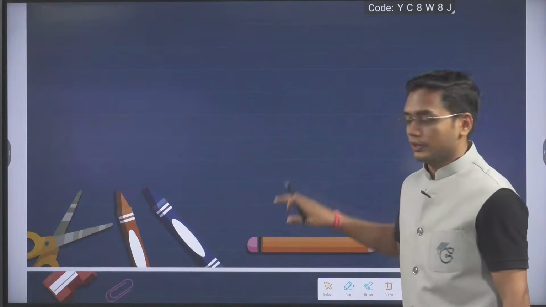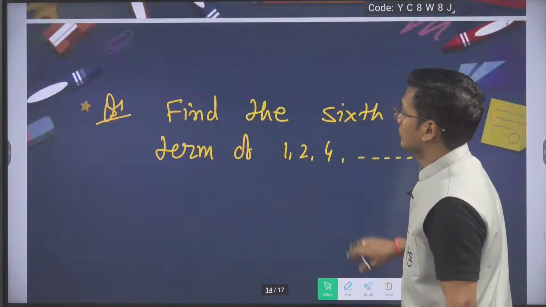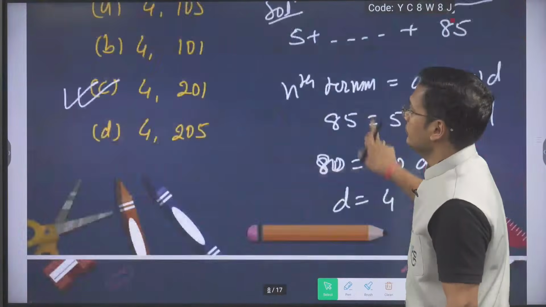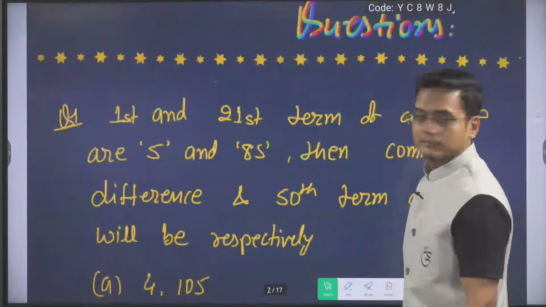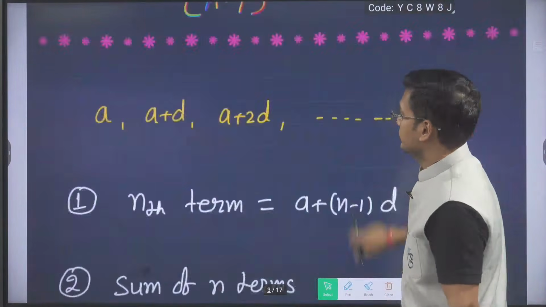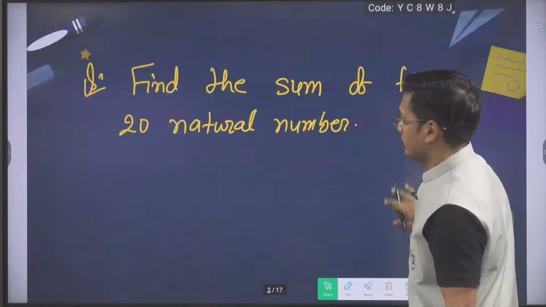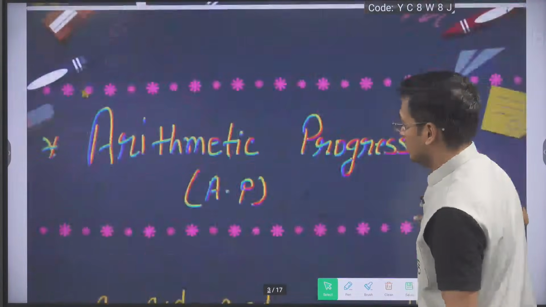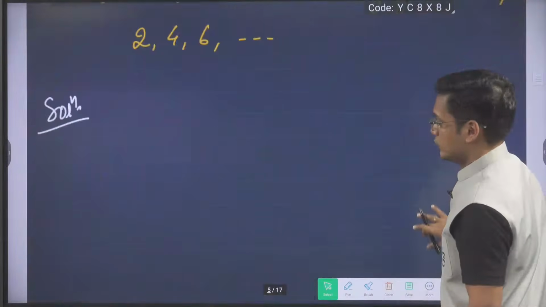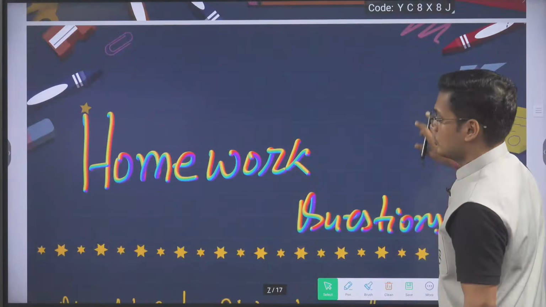So I'm coming to the AP part now. Homework question, last class homework question. Have you done the homework question, everyone? Okay, so here we can see, this was the AP. Last class we have done AP. This question we have done in the class, this also, this also, this also, in the last class. This was the homework question.